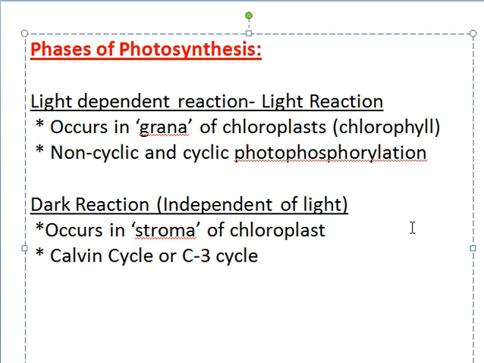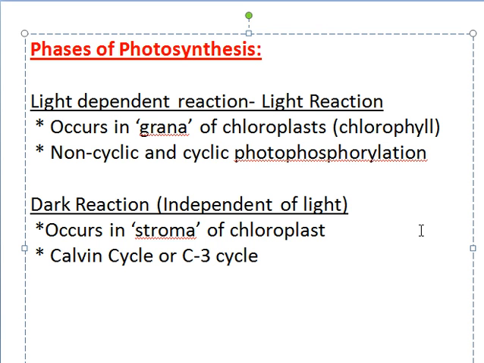For example, a plant at 12 in the afternoon or 2 in the afternoon, where there is abundant sunlight, can perform light reaction as well as dark reaction at the same time, because dark reaction does not require darkness for it to occur. It is just independent of light. It can occur in darkness, it can also occur in conditions where light is present.